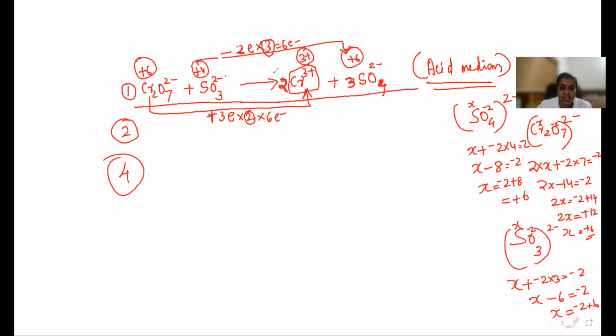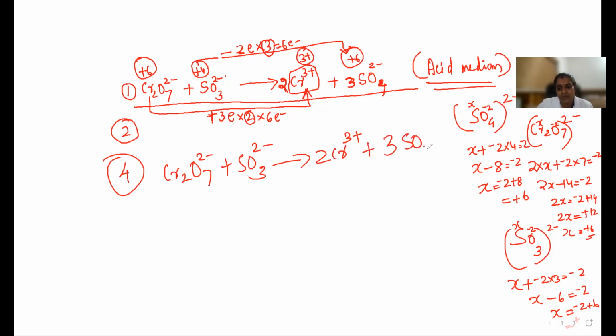The fourth step is to balance both sides. Now here is Cr2O7 2 minus plus SO3 2 minus gives 2Cr3 plus, 3SO4 2 minus, right? So this is the one. Now we have to see that chromium is balanced. Yes, all atoms other than oxygen and hydrogen we have to balance. So Cr2 here, Cr2 here. Sulfur is 1 here, but sulfur is 3 here, so you will balance it. Finished. That is the fourth step, balance the atoms.